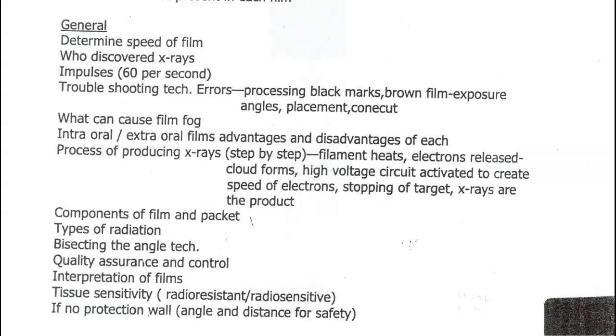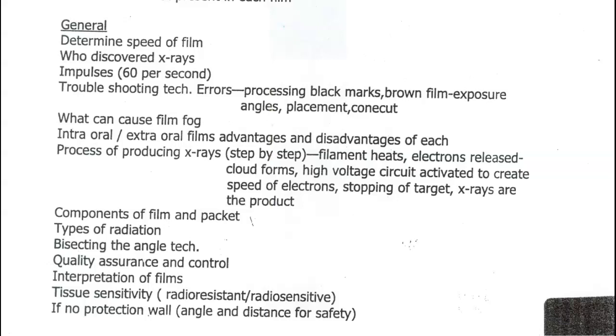Tissue sensitivity, remember you had your list, you had your 3 most sensitive and your 3 least sensitive. And just in case you see some different terminology, radioresistant means that it's resisting the effects, so it's not sensitive. And radiosensitive means that it is very sensitive. So radioresistant would be your lower risk tissues, and the radiosensitive would be your higher risk tissues.